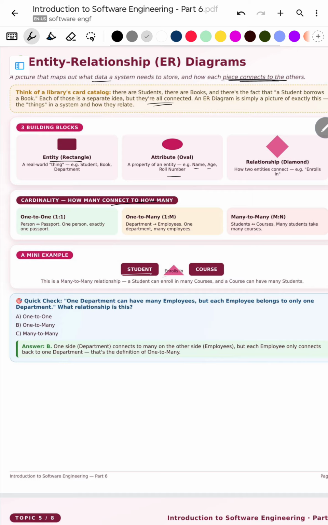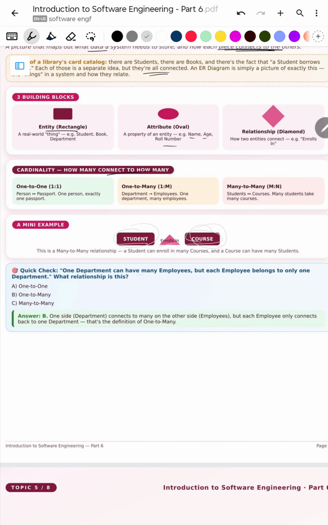Here they have given the student enrolls in course. Here student is one entity, course is another entity. I think this should have been a diamond if I'm not wrong. The enrolls in is a relationship. How entities connect.